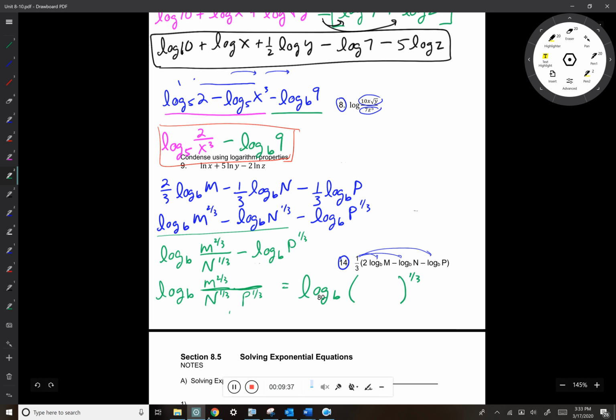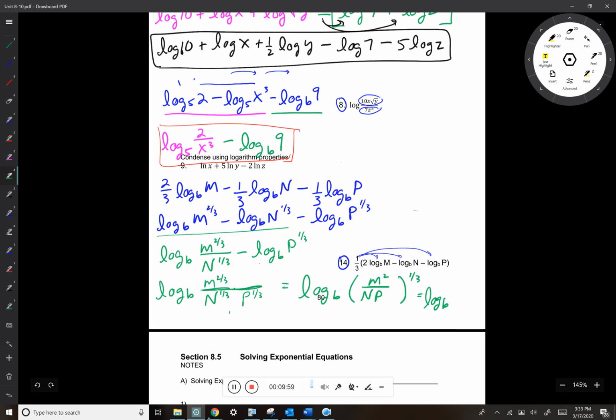Well, what is it that has a 1/3? On top, it's an m squared that has a 1/3. On the bottom, it's an n and a p that has a 1/3. And so if you want to, I'm not saying you have to, but if you want to, that 1/3 you could think of as a cube root. So if you want, you could write this as log base b.